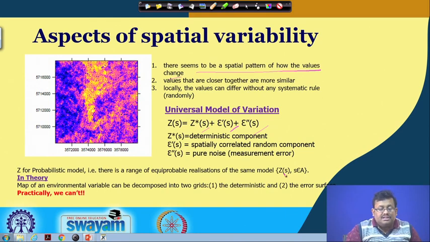Again, the universal model of variation can be represented by a combination of deterministic component, then stochastic component, and then pure noise. Obviously, this deterministic component can be modeled through simple models. However, the computation of the stochastic component is kind of difficult. So, we will be seeing how we can model this deterministic component and the spatially correlated random component using geostatistical means.